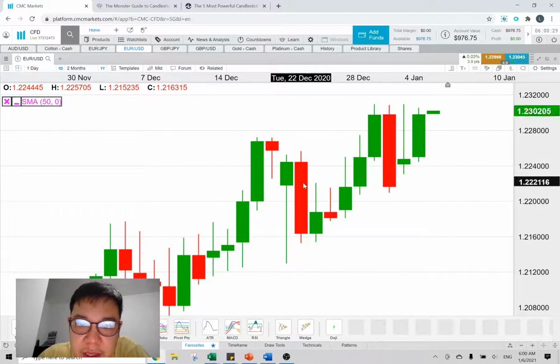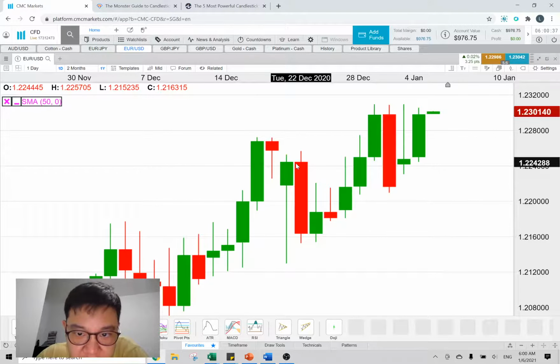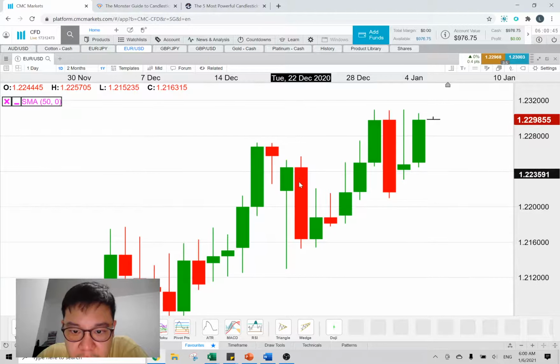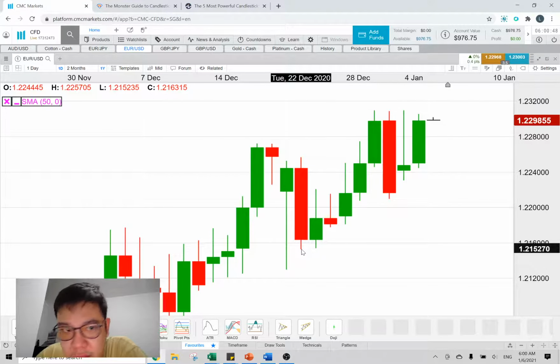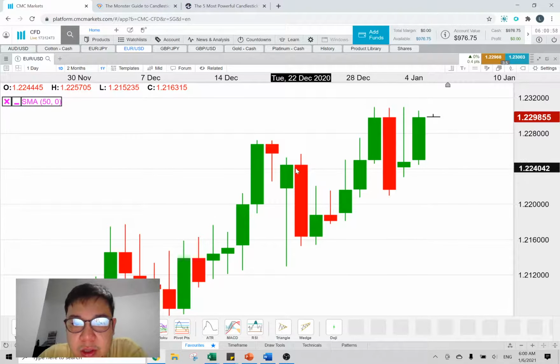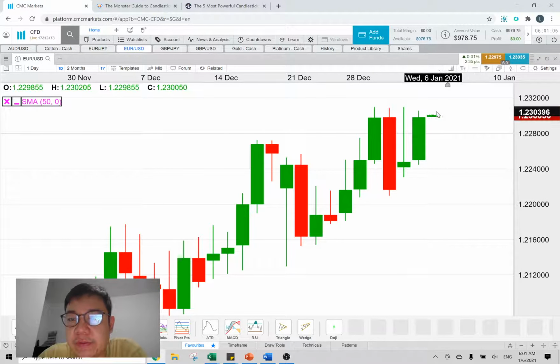Then the red bar is simple. The red bar is from the top left. The open is 1.224445, the same as the close of the previous day. So from 1.224445 it went high and then went all the way down here. The low is 1.215235, and then it went back up a bit and then closed at 1.216315. You see the top left there, so that's how you read a down bar, and an up bar is like that. That's how the price started moving.